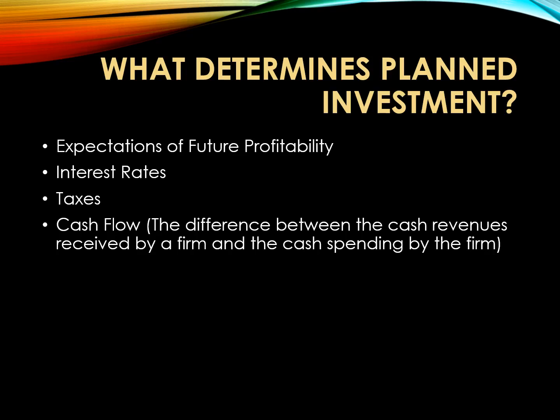Now, what determines planned investment? Again, expectations of future profitability. If the firm believes that they're going to make more money in the future, they're probably going to be willing to invest more in their production process. Interest rates: just like with consumption, if it's cheaper to borrow, they're more likely to borrow that money to invest because they think they'll get a higher return on their investment if the interest rate's lower. But if interest rates are higher and it's more expensive to borrow, they're going to be less likely to borrow. They might cancel some projects.